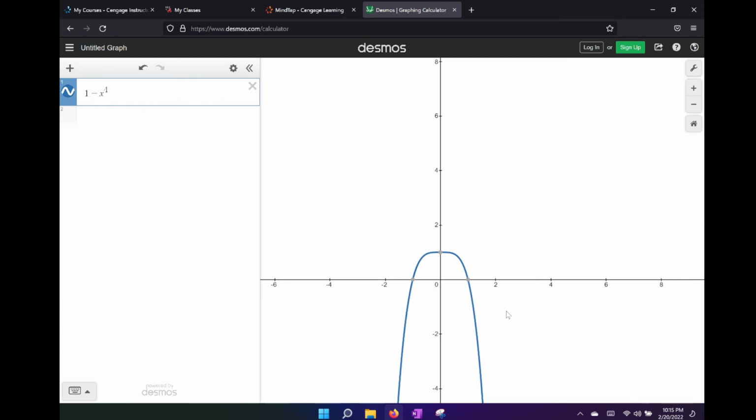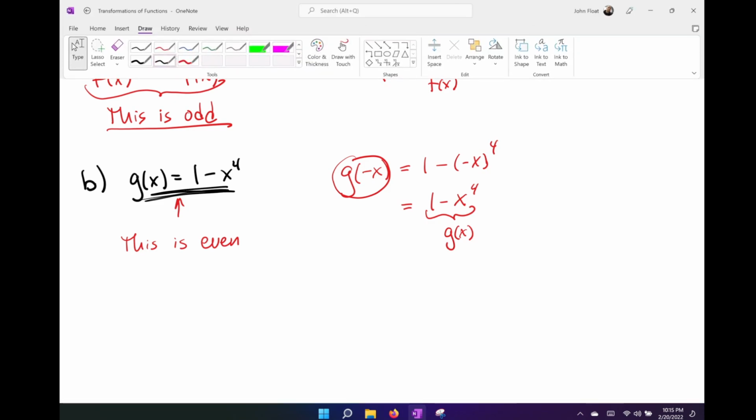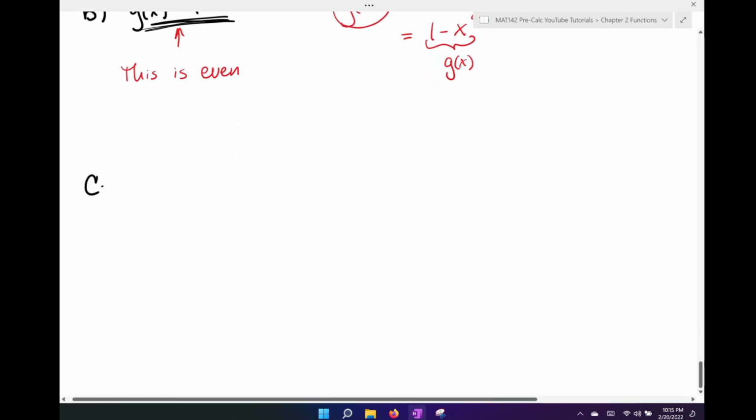Now, obviously I did one that is odd. I did one that's even. I think you can guess what this last one is going to be, which is going to be neither. But let's just go ahead and let's look at it. So let's see here. We got h of x equals 2x minus x squared. So half the work is done. Let's get out the red marker. Let's substitute in a negative and see what happens.